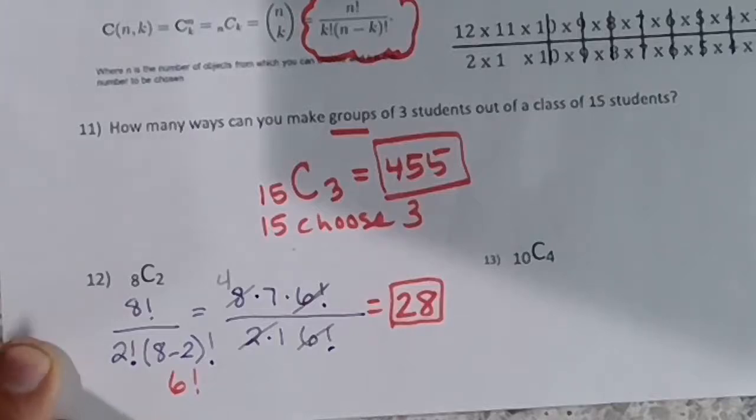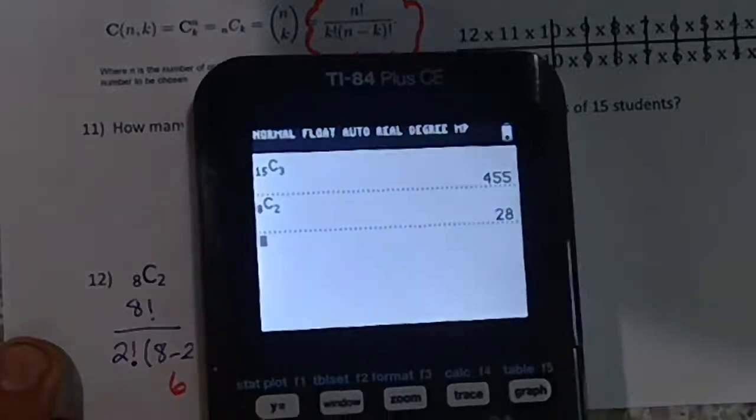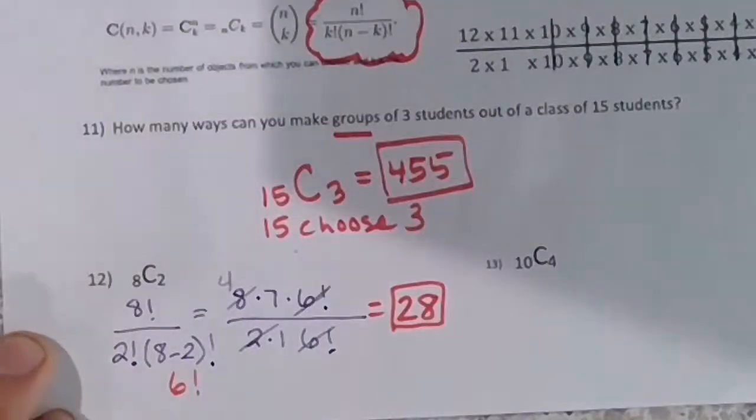Again, if you have the calculator, the calculator is going to be great because you could just type in exactly 8 choose 2 and get your answer. But if you don't have the calculator, then you're doing it longhand.